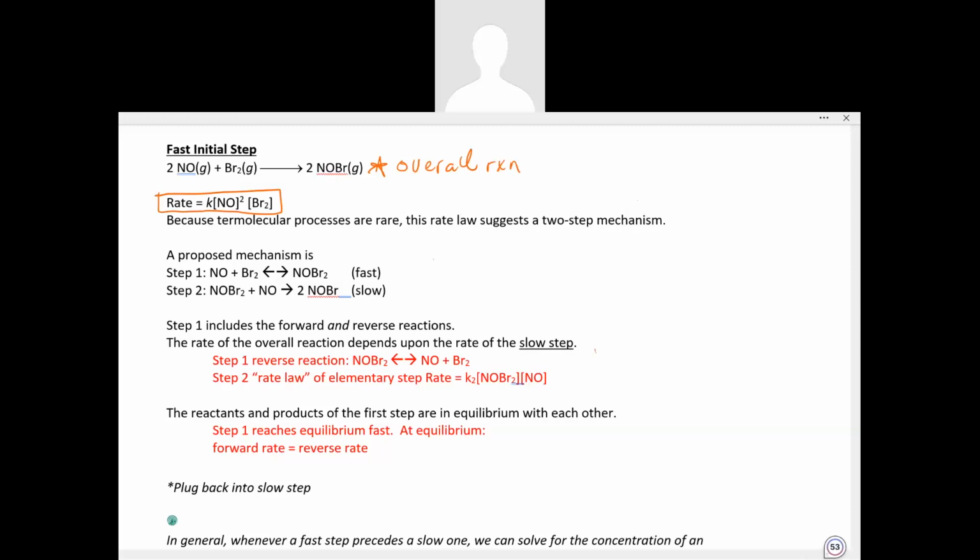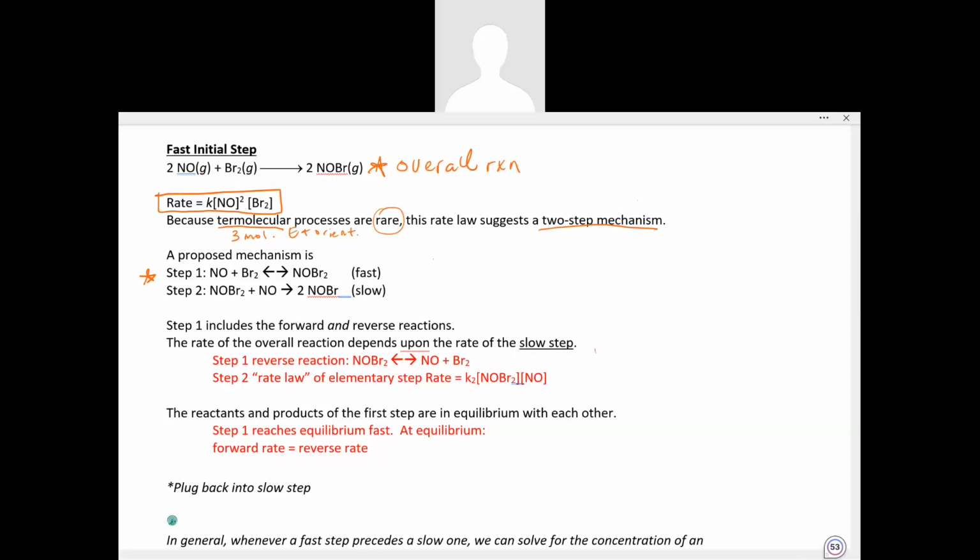So if this is the rate law, we have to try to figure out how these steps in the proposed mechanism will give us this observed rate law. So we should note that termolecular processes are rare. That's because 3 molecules would have to have the right energy and orientation in order for this type of process to occur. So this suggests that we probably have a 2-step mechanism, again, because 3 molecules aligning the right way with the right energy at the right time is pretty rare.